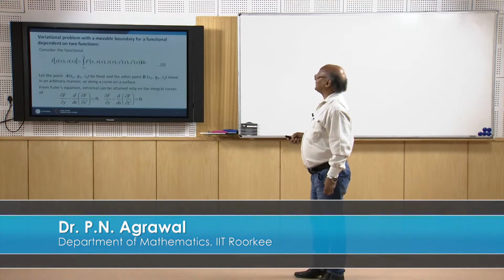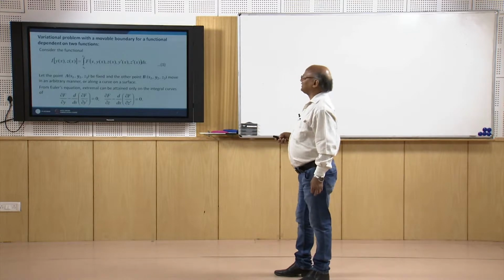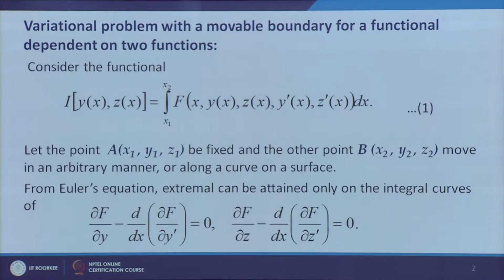Let us consider the functional I[y(x), z(x)], where y and z are two dependent variables and x is an independent variable. The functional is the integral from x1 to x2 of F(x, y, z, y', z') dx. Let us consider a point A(x1, y1, z1) which is fixed, and the other point B(x2, y2, z2) moves in an arbitrary manner, or it moves along a curve, or it moves on a surface.